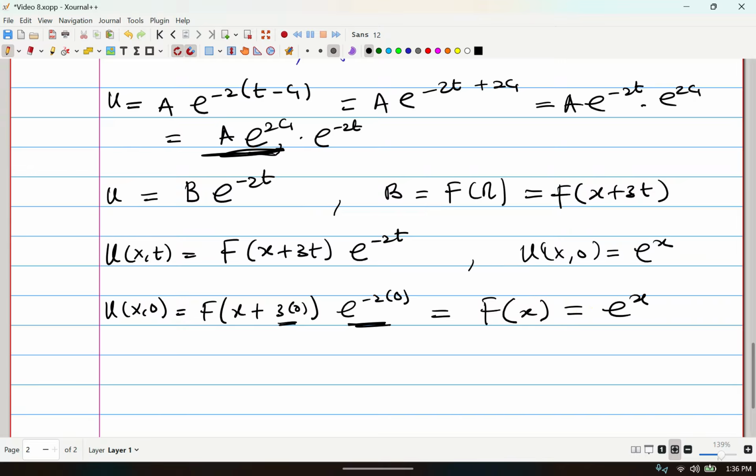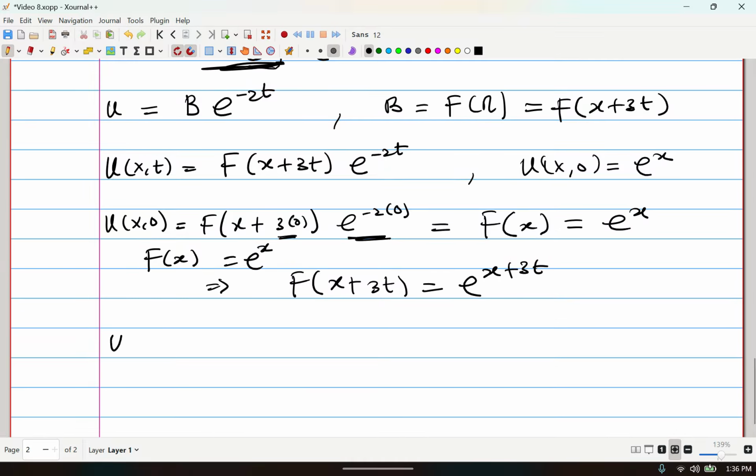What does it mean? It means f of everything, that is f of x, is equal to e to the x. So it means f of anything is equal to e to the same thing. Because we had x here and an x there, f of something is e to the power of the same thing. Okay, if that is what works for you. So it means that f of x plus 3t is actually equal to e to the x plus 3t.